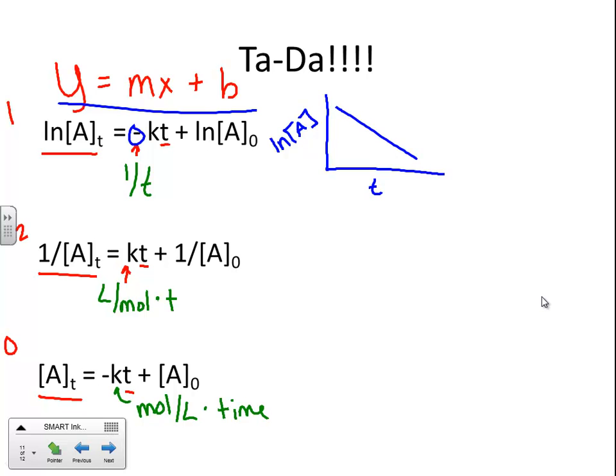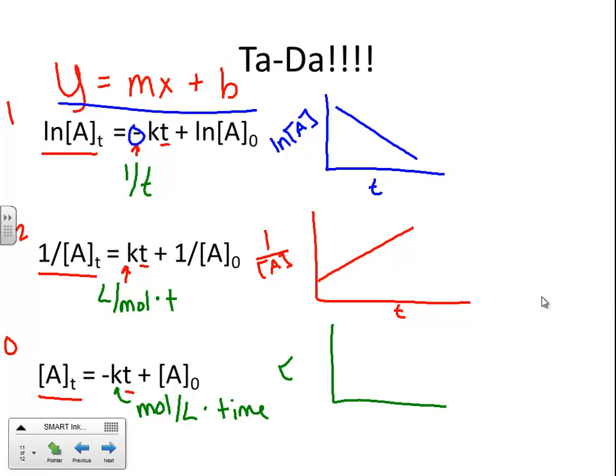If we look at a second order reaction, we can see that we're only going to get a linear fit if we graph 1 over the concentration of A versus time. And this is going to be a positive slope. And if we look at the third one, we can see that the only way to get a linear fit is if we graph simply the concentration of A versus time. And again, this one's going to be a negative slope. So by graphing the data and seeing which of these graphs it happens to fit, we can determine whether it's a first order, a second order, or a zero order reaction.